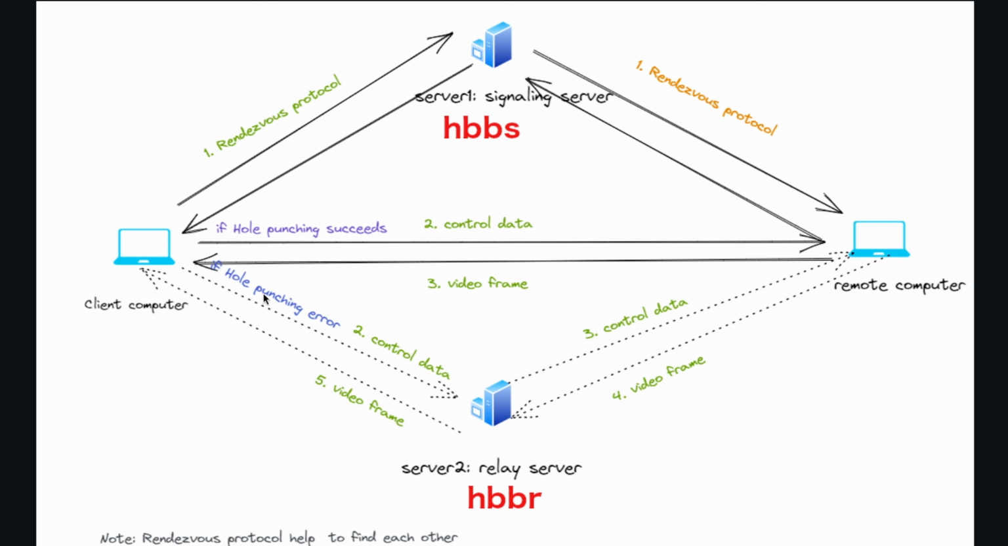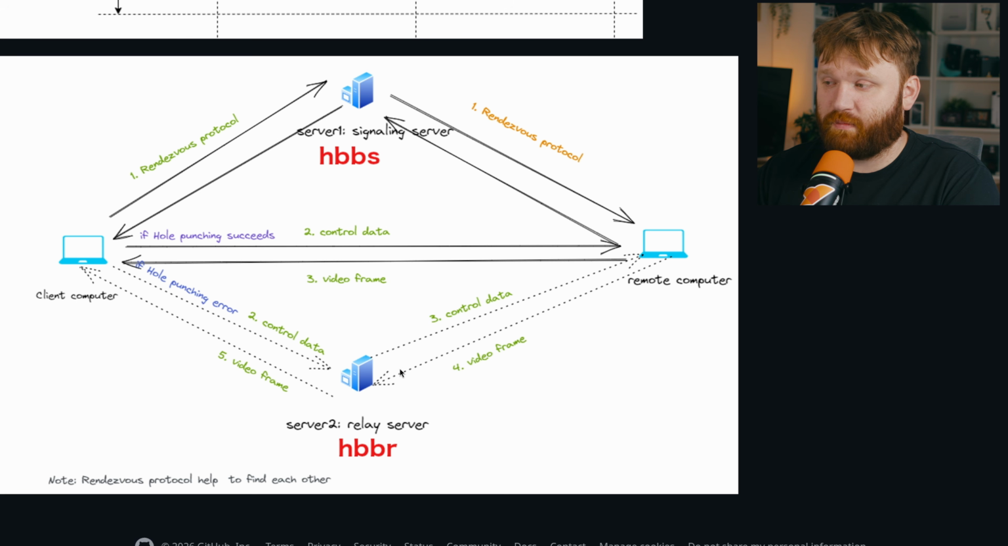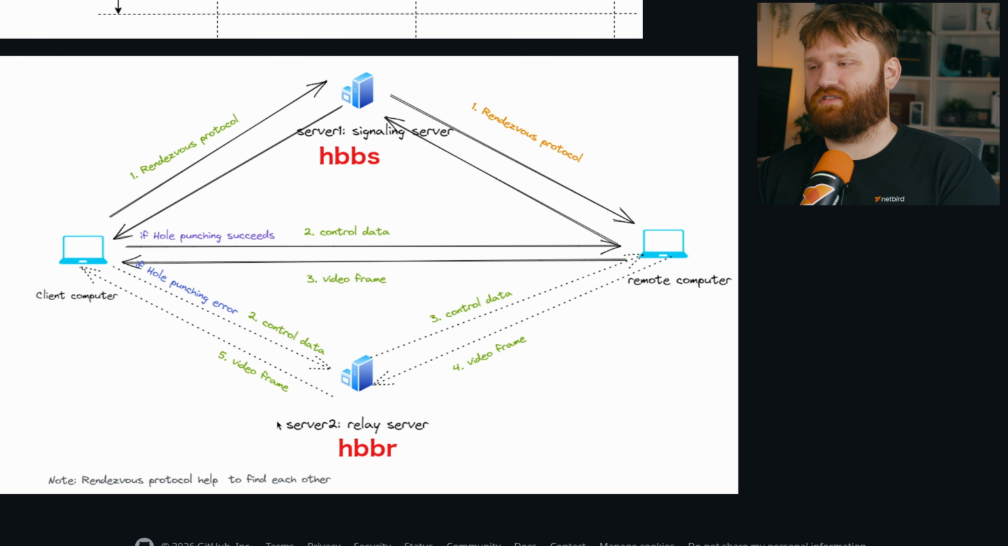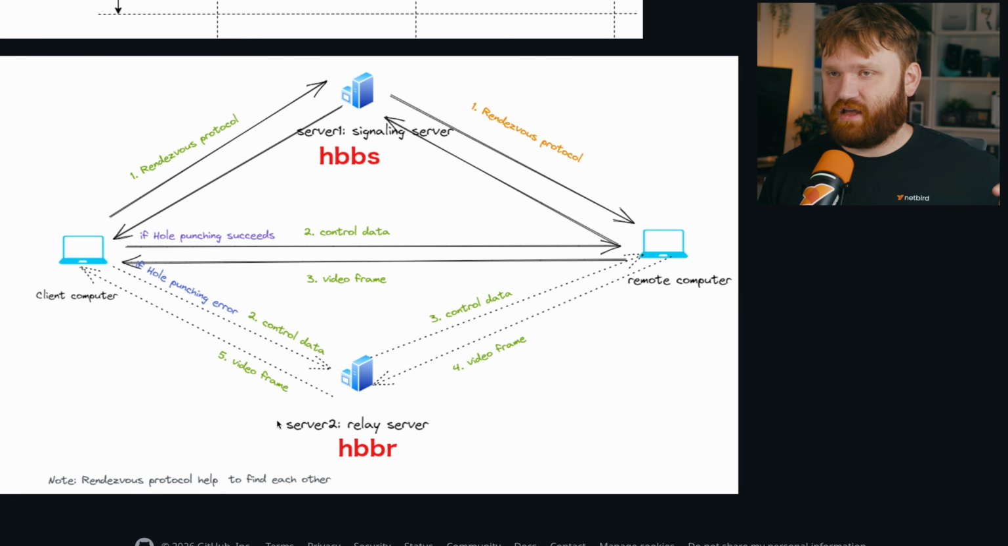But if it can't hole punch, it's going to use that relay server, and all the data will have to go through this separate point, and that is kind of why I like to have a self-hosted relay server. So then if something happens with the hole punching, it's not pinging up to some other random server that they host and back to my machine that is in the same building. You know what I mean?